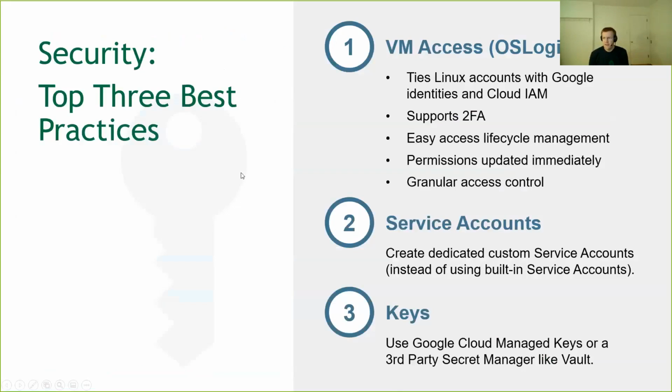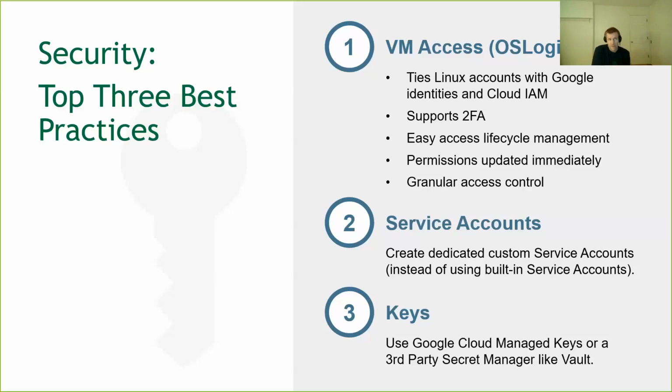So just distilling it pretty quickly, we've got some top three best practices. The first one is VM access. Google provides a capability called OS Login. There are two main mechanisms of connecting to VMs: you can either use SSH keys or use this OS Login approach. This is where it links your Linux accounts with your Google Cloud Identity accounts, so you get seamless single sign-on for your VMs. That obviously then provides 2FA and easy lifecycle management as well. You're not having to manage SSH keys.